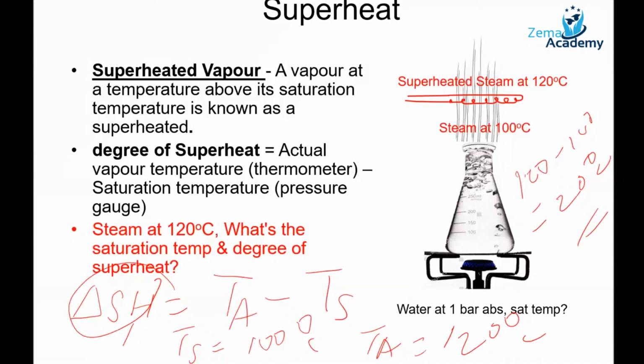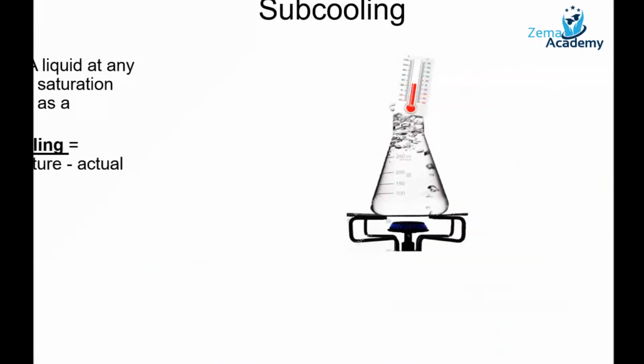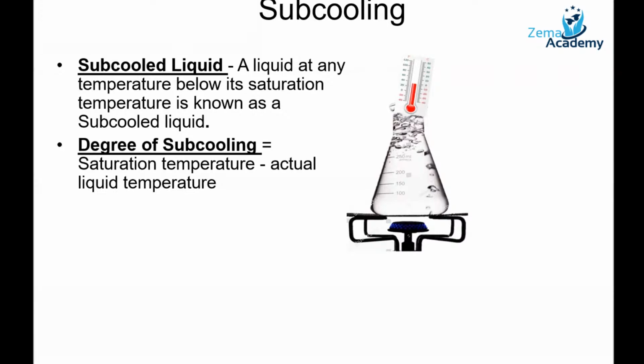So superheat, again, we will use it when we define our PH chart, where our superheat region lies. The next one, similar to superheat, is subcooling. Again, this is the opposite end of boiling, which is cooling. This refers to a liquid at any temperature below its saturation temperature. And we can calculate the degree of subcooling: degree of subcooling is Tsat minus T actual.